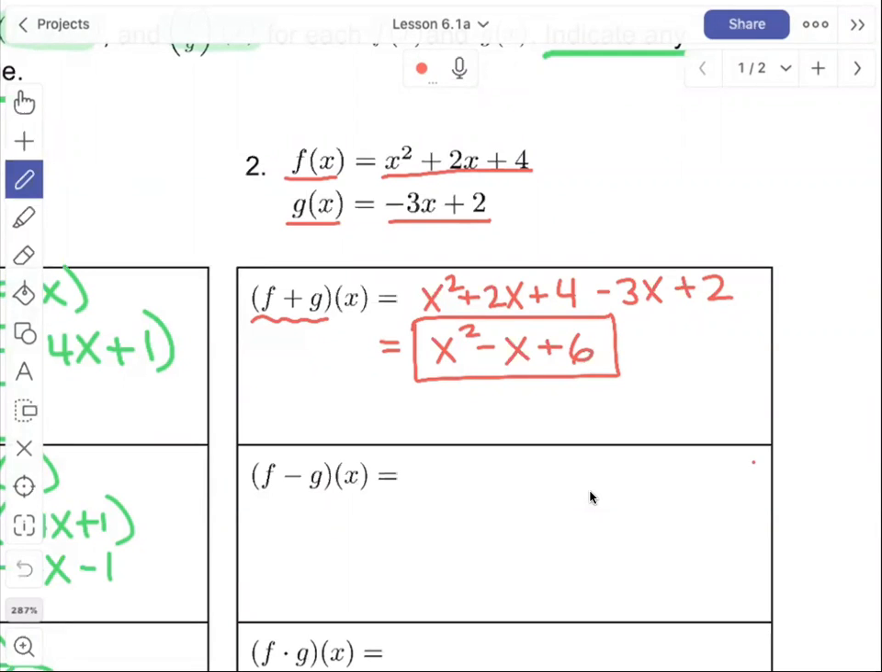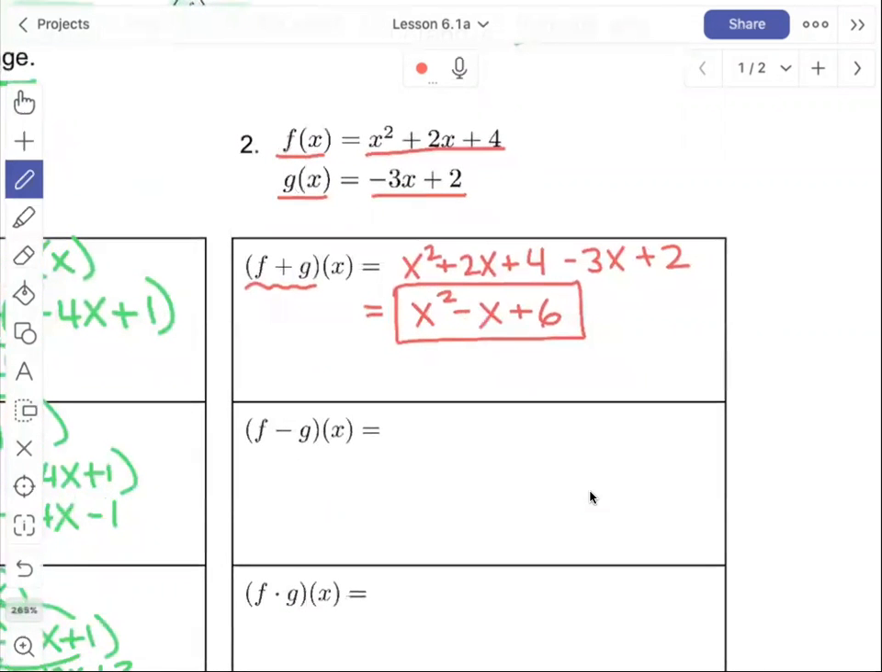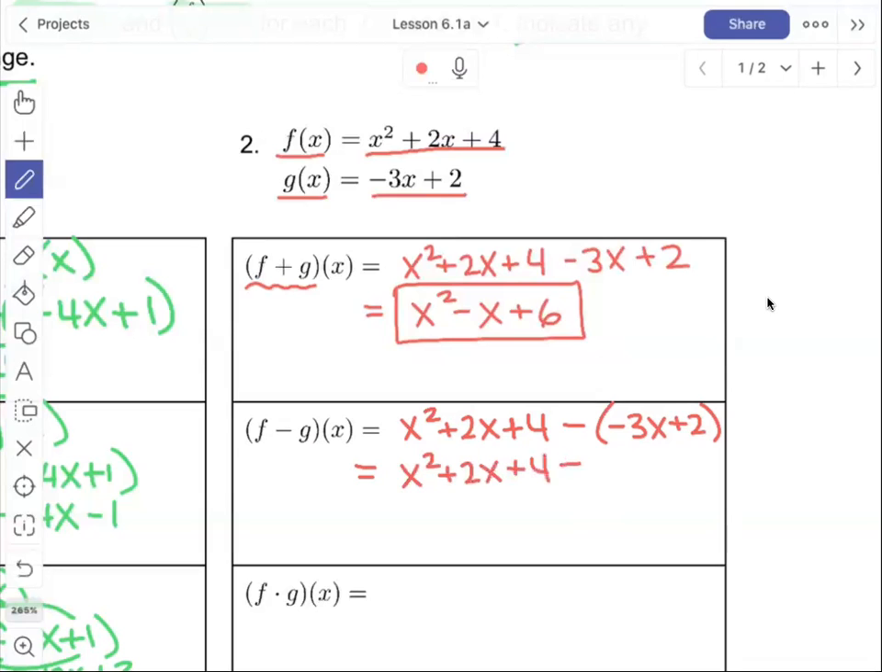All right, Angie. It'd be x squared plus 2x plus 4, and then minus parentheses negative 3x plus 2, right? Good job. I'm so glad you put the parentheses. Nice. Okay, keep going. And then it'd be x squared plus 2x plus 4 plus 3x minus 2. And then x squared plus 5x plus 2. Perfect. Nicely done, Angie.